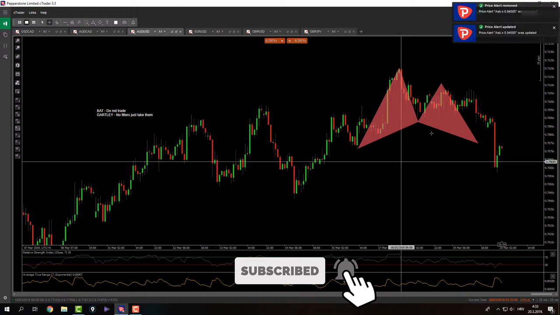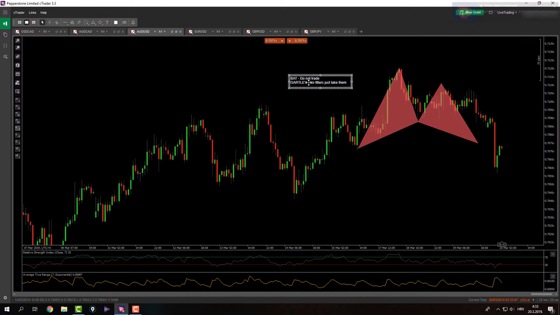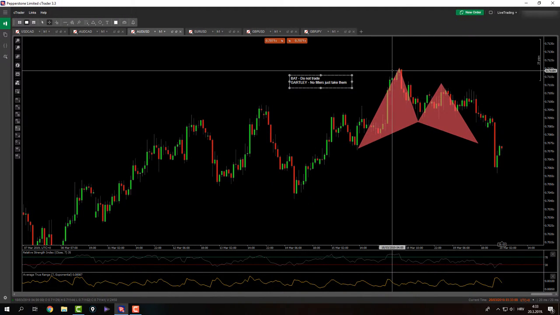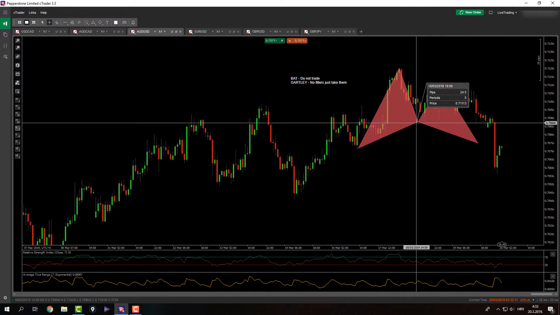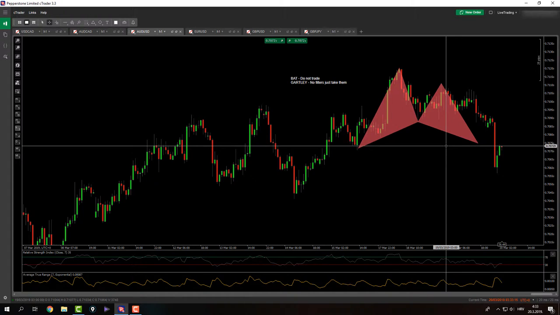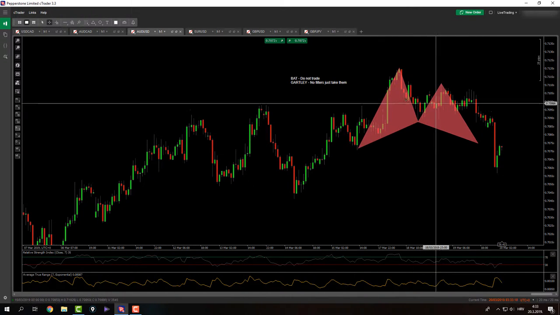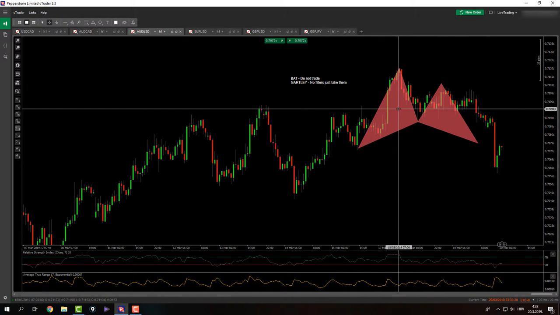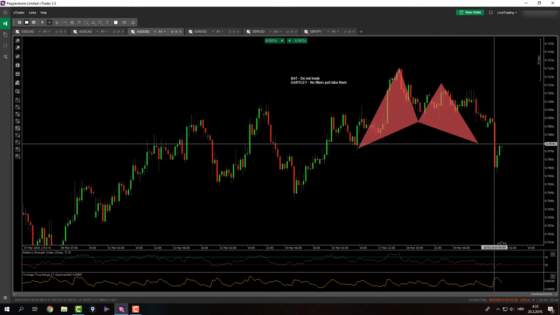Aussie USD, a trade that I did not take yesterday. I was showing you yesterday X to A, A to B, B to C, C to D. For those of you who are trading bats, this is a Gartley. That was a reminder that I did in yesterday's afternoon session, and it completed before I got a chance to get engaged with it.